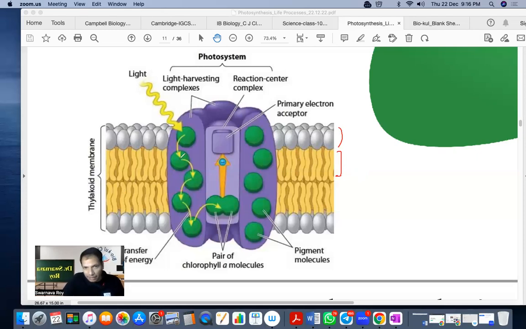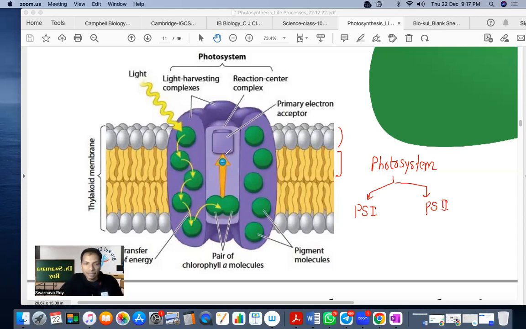In this thylakoid membrane, there is this embedded protein. It's a membrane protein. We can call this a transmembrane protein because it is spanning the entire thylakoid membrane. This is called a photosystem. There are two kinds of photosystem: photosystem 1 or PS1 and photosystem 2 or PS2.